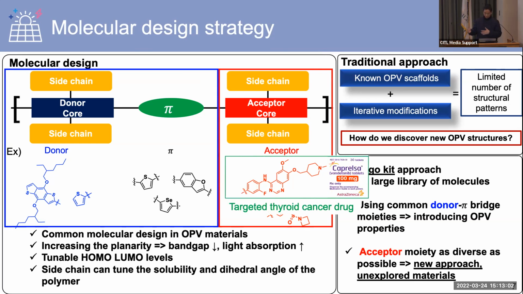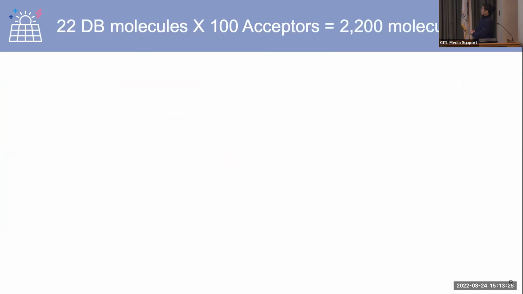And so, for example, we brought this molecule into the acceptor library, which is usually used for a cancer drug, and it has never been incorporated into these OPV molecules. And we have a couple more interesting acceptor building blocks like this. By leveraging these two strategies, we started with generating donor-fiber dimer molecules.